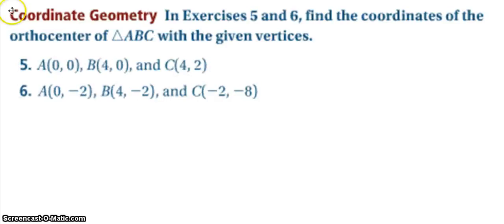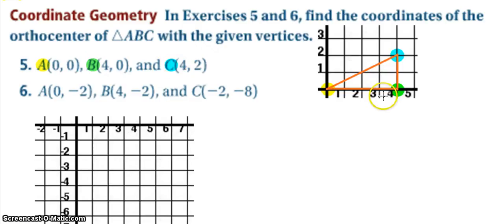Go ahead and try 5 and 6 on your own. Again, it would be very helpful to graph these. So in 5, once I put this on the graph, I see that I actually have a right triangle. If I come from this point perpendicular to the other side, it runs right along the side. Same thing from this vertex. And I see that my orthocenter is actually going to be at (4, 0).